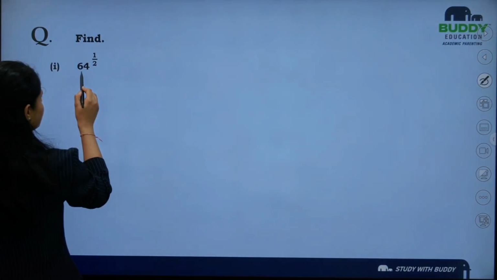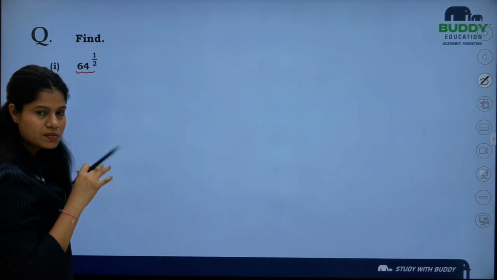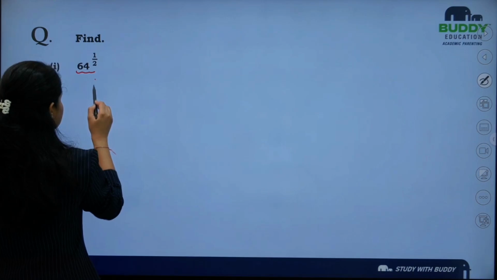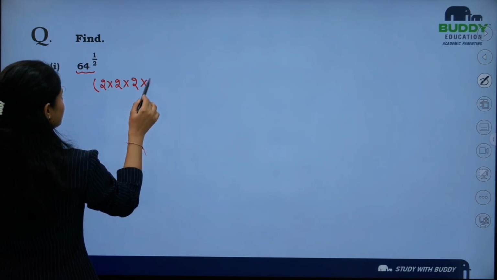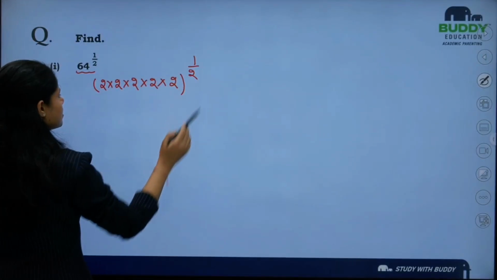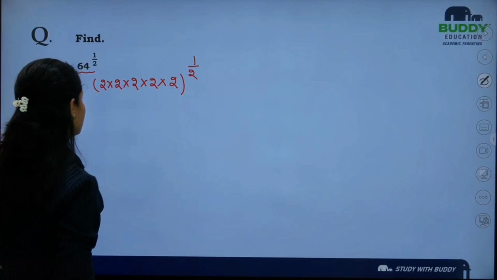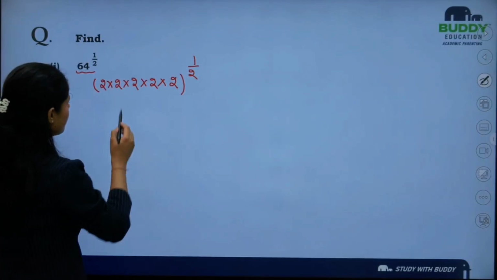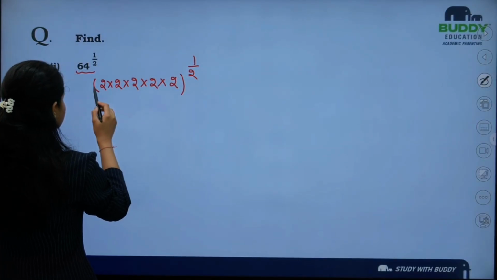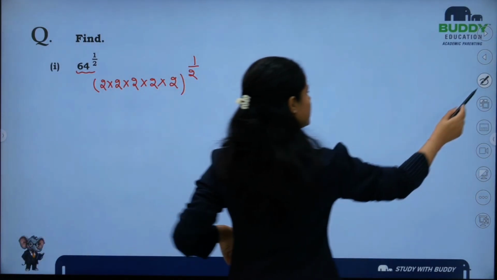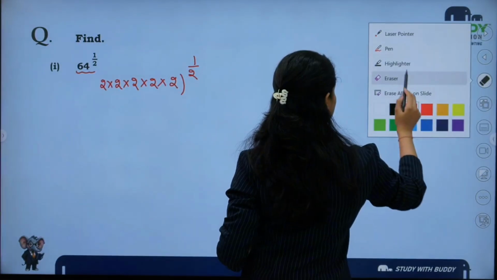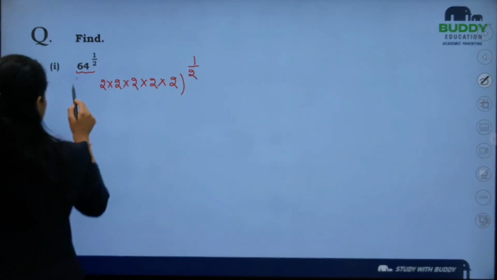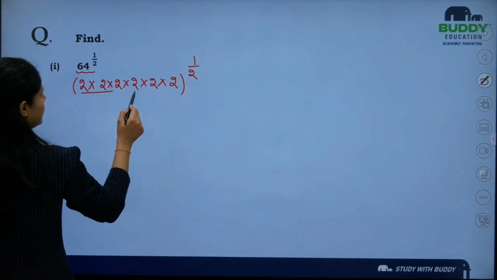When you prime factorize it, you will get 2 into 2 into 2 into 2 into 2, and this whole thing raised to the power 1 by 2. There will be one more 2, so let's rewrite this. This is 2 raised to the power, how much, 6, so 2 into 2 into 2 into 2 into 2 into 2.